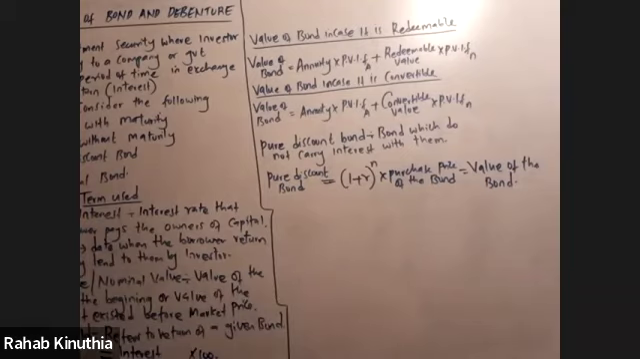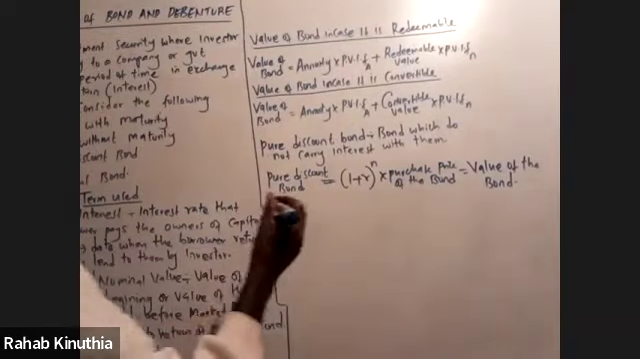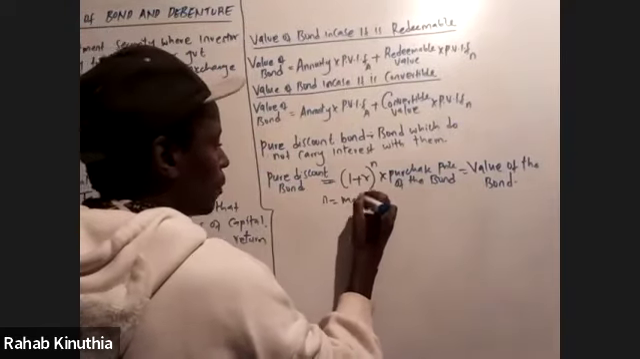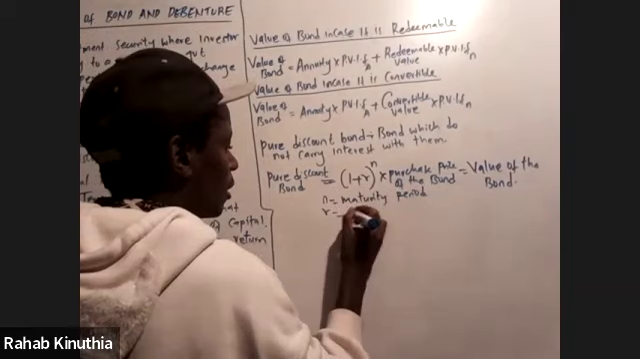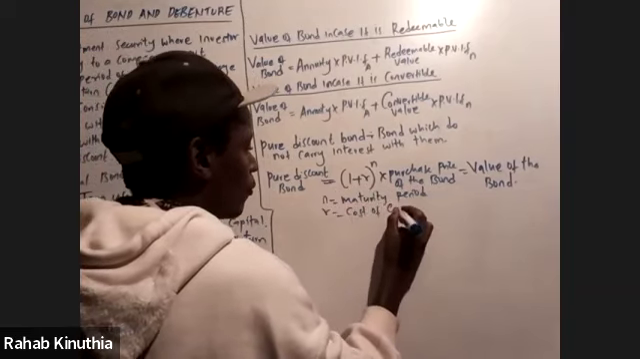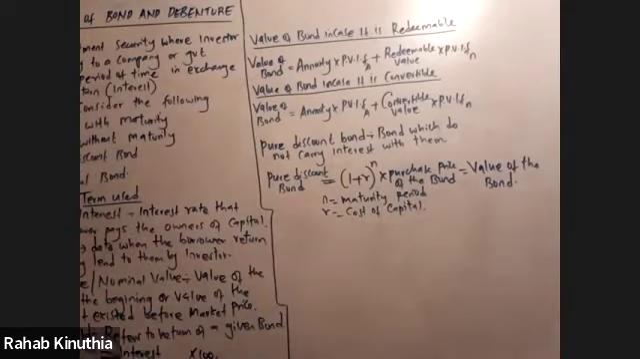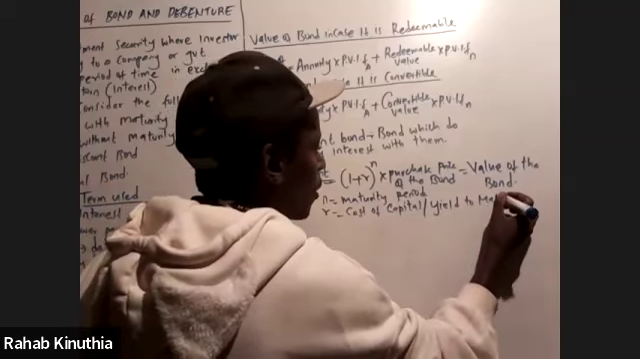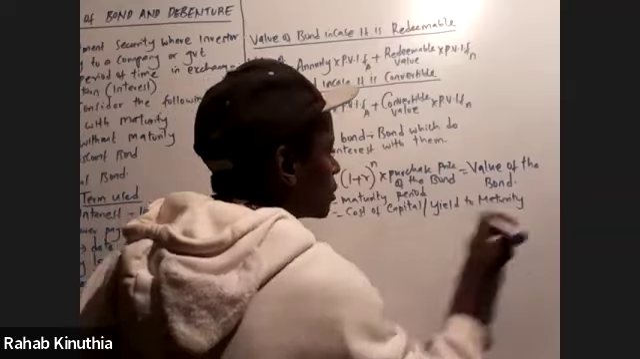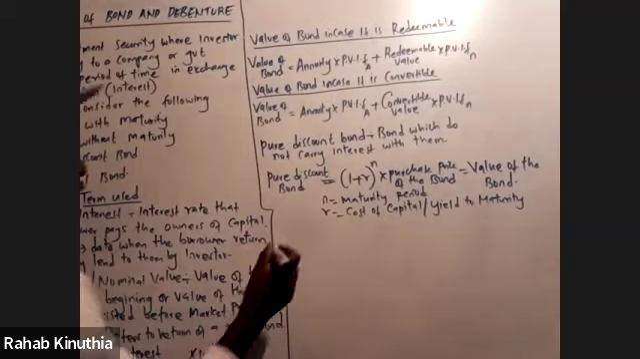Next. So N is the maturity period, R is the cost of capital, or yield to maturity. Now let's talk about yield to maturity.